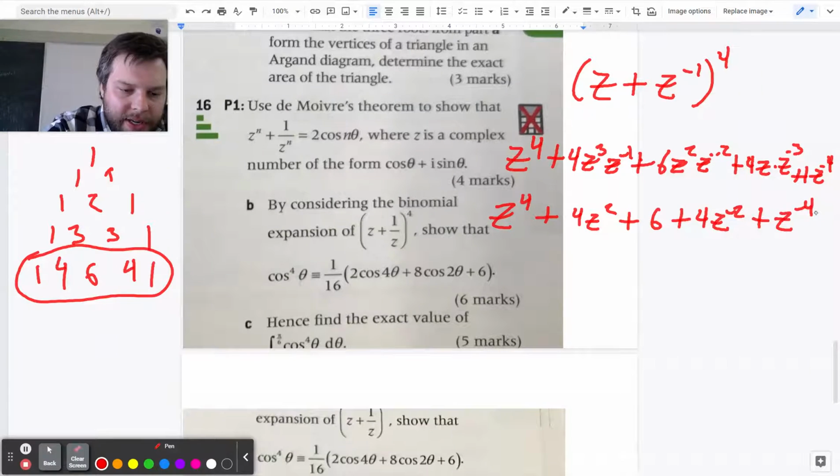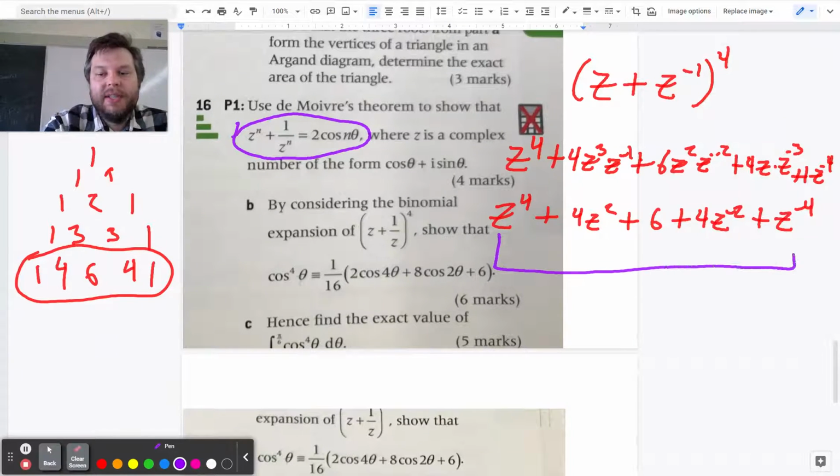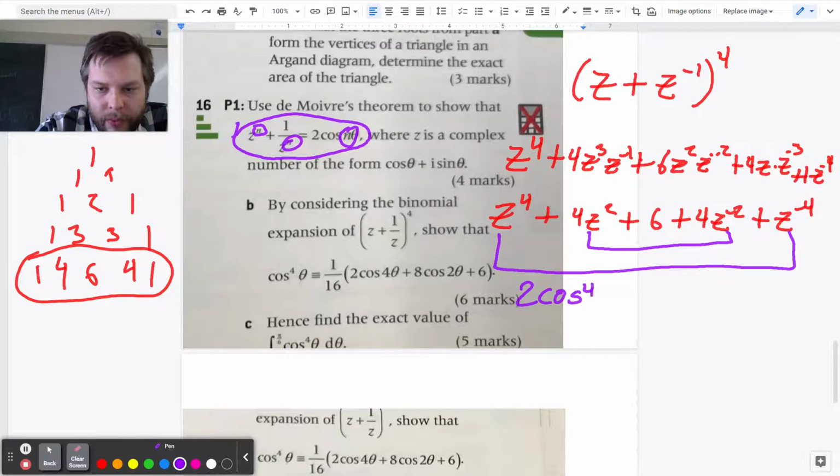Now this is super nice here. We had a result that z to the n plus 1 over z to the n equals 2 cosine n theta. And here I see a z to the n plus a z to the negative n. Here I see a 4z to the n plus 4z to the negative n. So I'm going to use this formula twice, and just notice that the n as a power matches the n as the multiple. So I have 2 cosine of 4 theta, and I have 8 cosine of 2 theta.